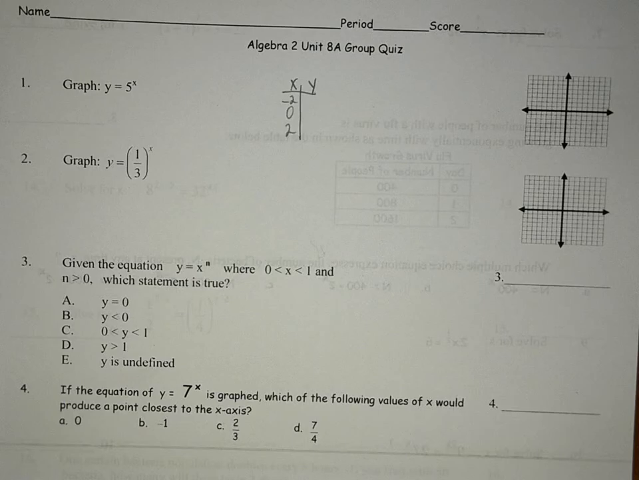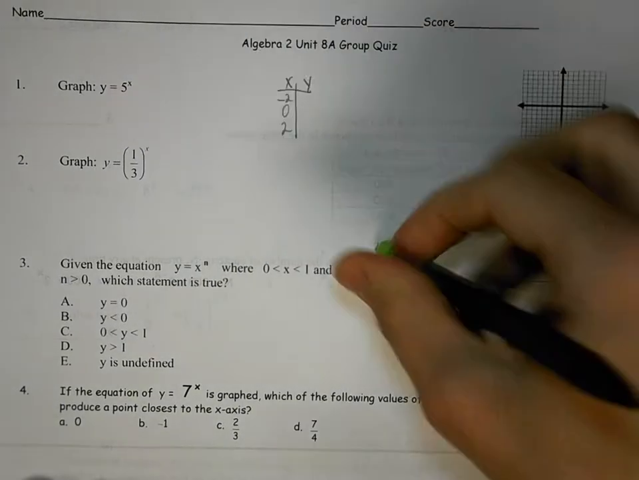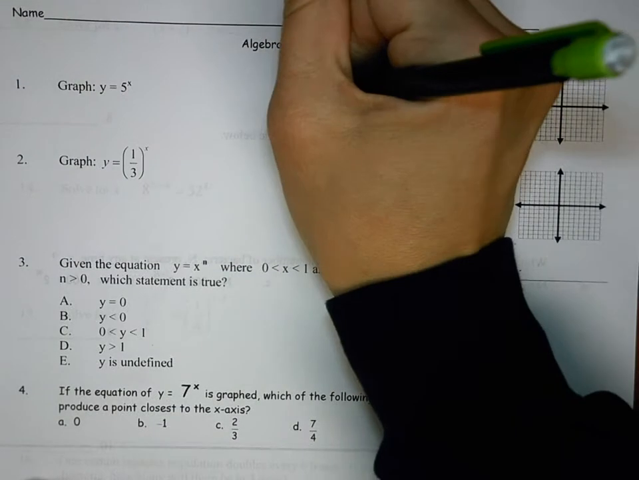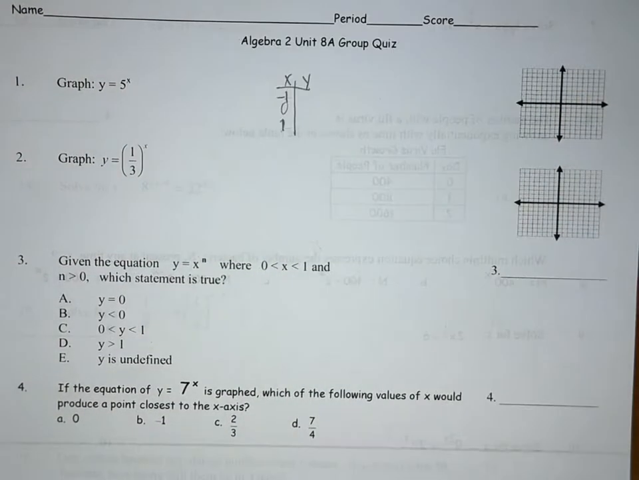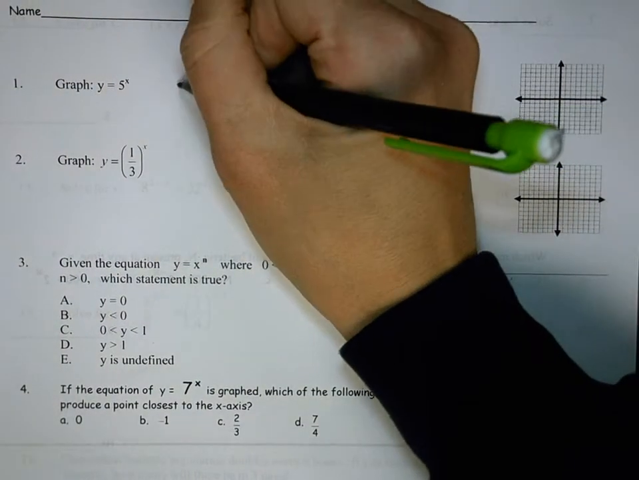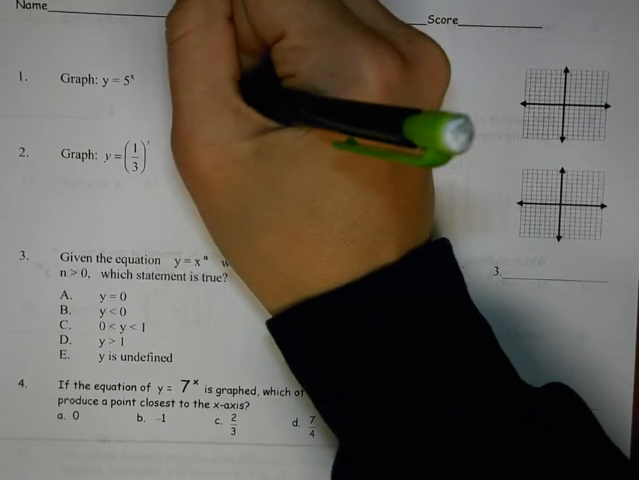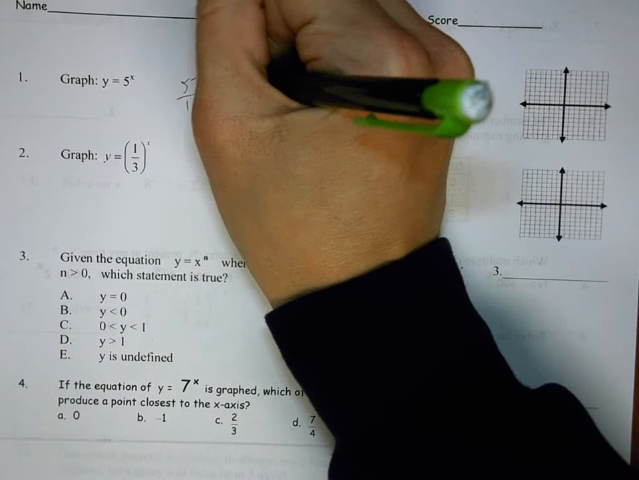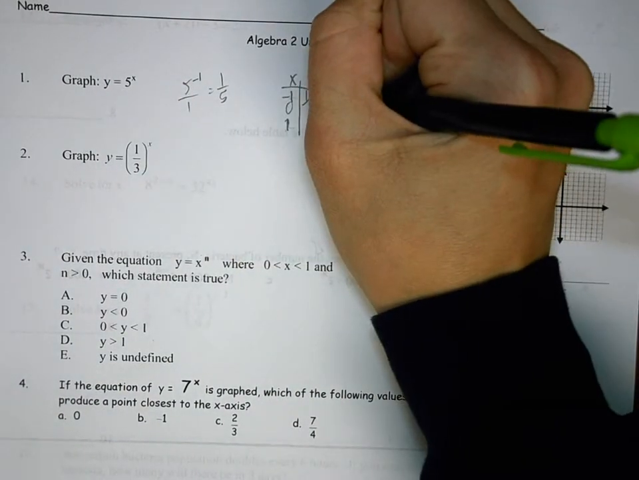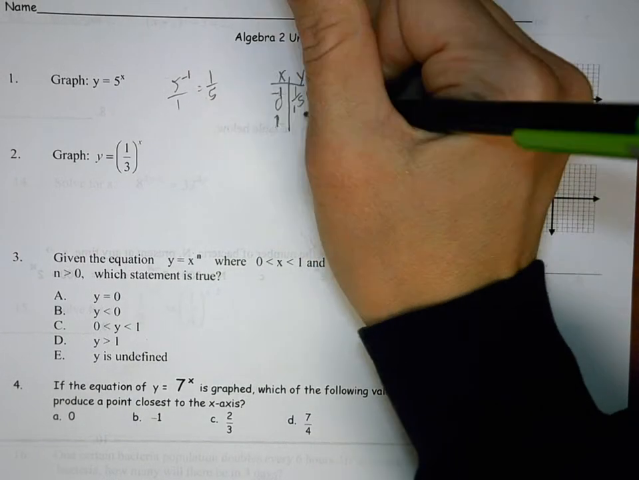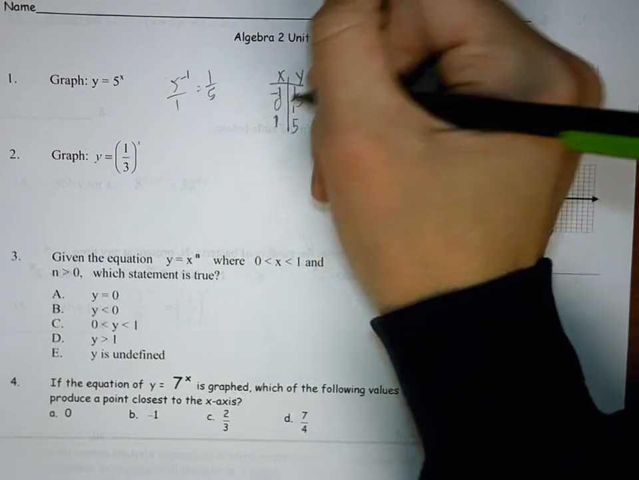So I'm doing, actually, because of the 5, I think I'm going to change these to -1, 0, and 1. Okay. So when I plug in and I have 5 to the negative first power, a lot of you mess up on this on your quiz. Okay, what happens when you have a negative exponent? Bring it to the denominator to make it positive, so you end up getting 1/5. Okay, 5 to the 0 is 1, and 5 to the first is 5.